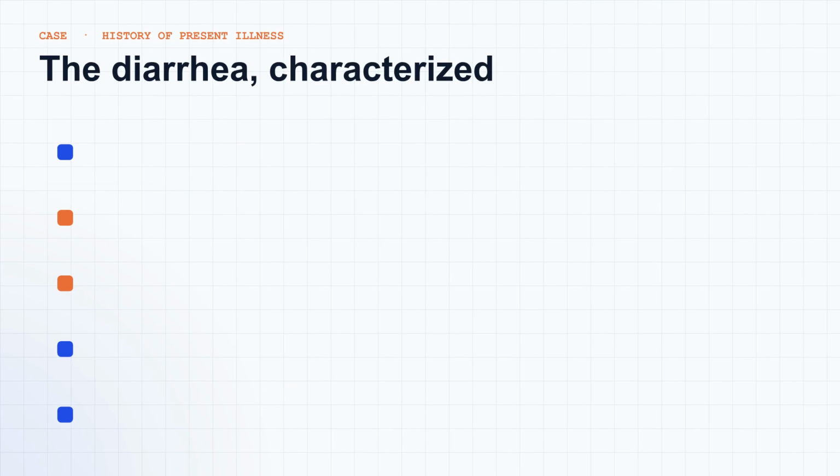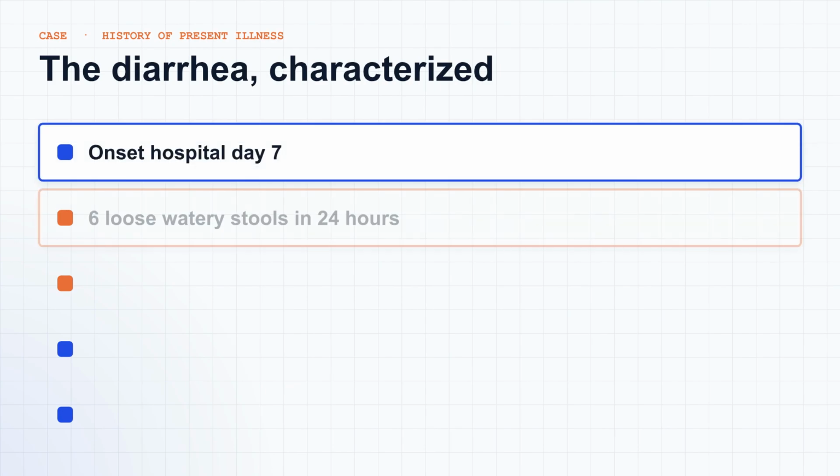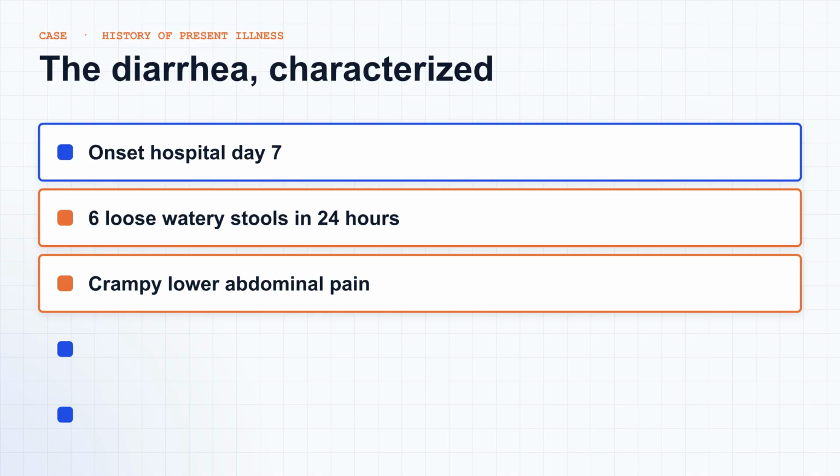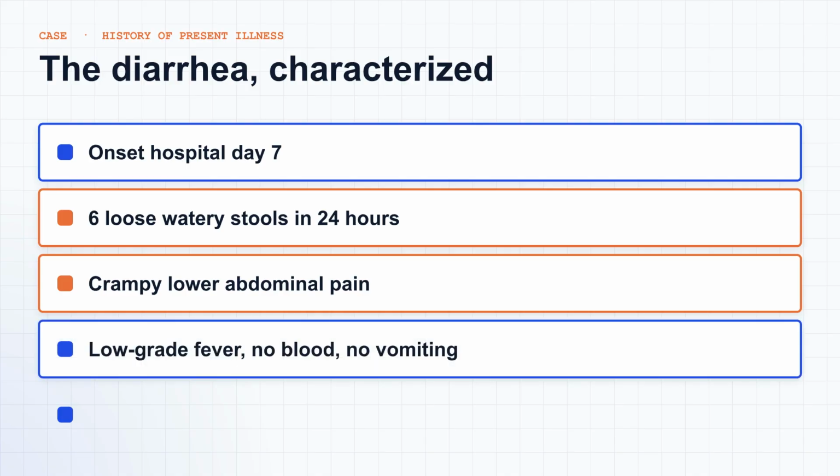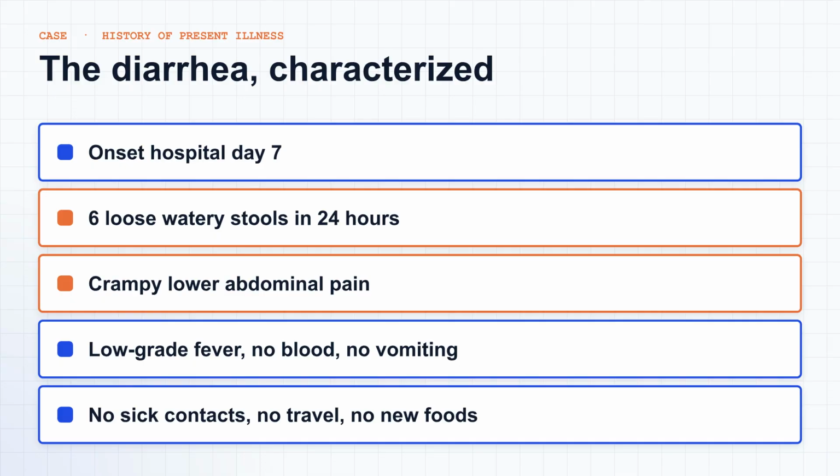The diarrhea started on hospital day 7. He describes 6 large watery stools in 24 hours, with crampy pain across the lower abdomen that eases briefly after a bowel movement. There is no blood and no vomiting. He has not left the unit, and there are no sick contacts. He did have a low-grade fever last night.